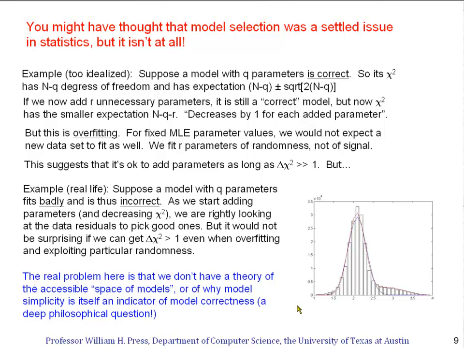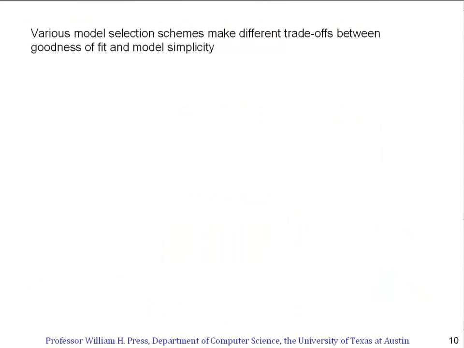The real problem here is almost a philosophical problem. It's that we don't have a theory of what is the space of models, or a theory of why we think that within that space of models, simple models are more likely to be correct than complicated models. So people have developed different model selection schemes that make different trade-offs between goodness of fit and model simplicity, amounting to different partial, half-baked theories of what this space of models and simplicity looks like.